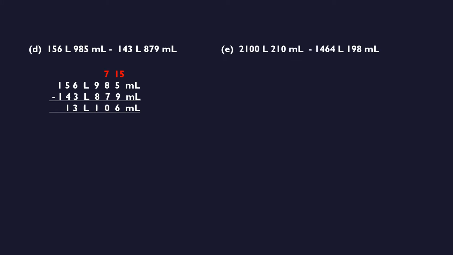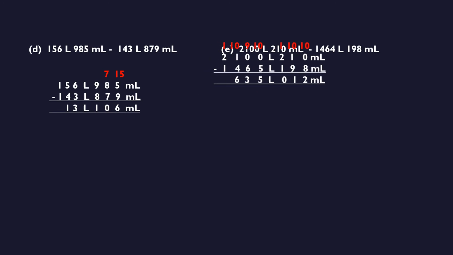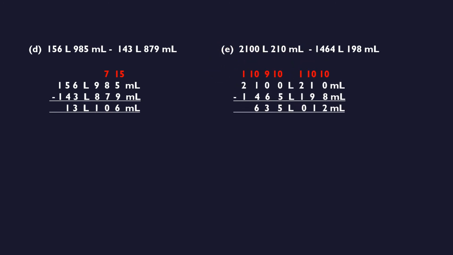Then E part, 2100 liters 210 milliliters minus 1464 liters 198 milliliters. Now from 0 you cannot subtract 8, children. So you will borrow 1 and it will become 10. Then 10 minus 8 is 2. Now the number at tens place is reduced to 0. So again from 0 you cannot subtract 9. So it will borrow 1 from 2 and become 10 again. Then 10 minus 9 is 1. And the number at 100 place is now 1. Now 1 minus 1 is 0. So milliliter side you have got 12.